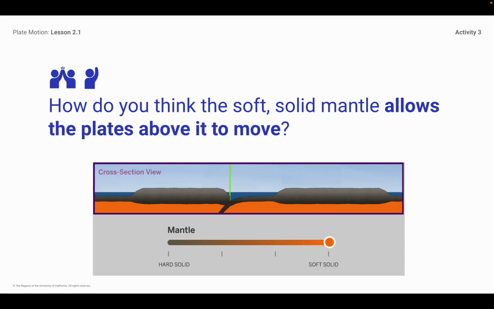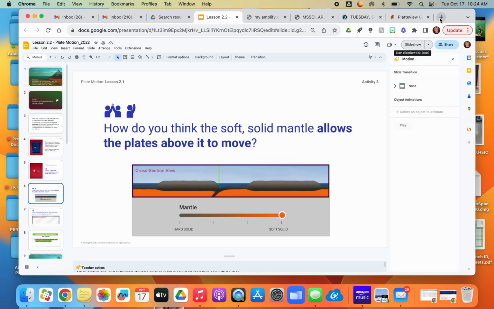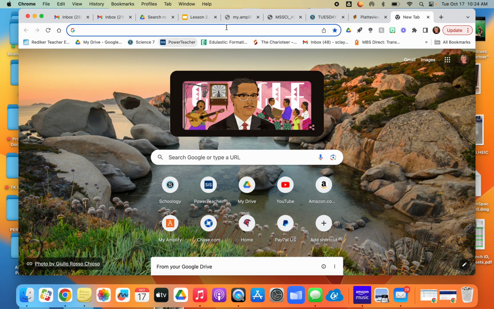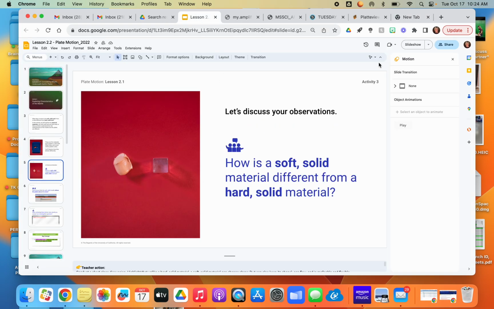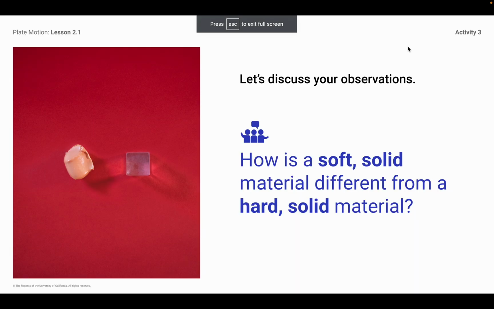So then I said, okay, how do you think that soft solid mantle allows the plates above it to move? Here's what I did. I had the kids take their silly putty and make it go flat and then roll the cube on top of the silly putty, and it just sort of slid on top of the silly putty. And so we were able to model how the plates move across the soft solid rock of the mantle.